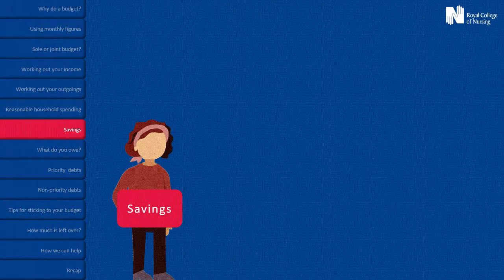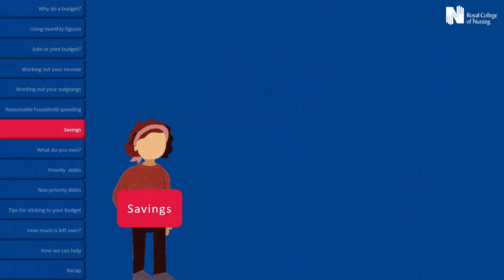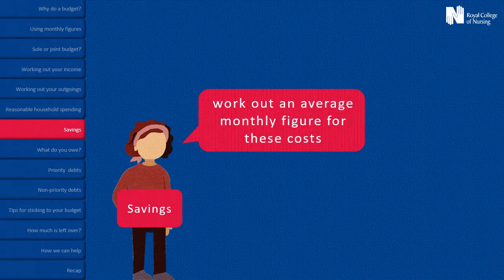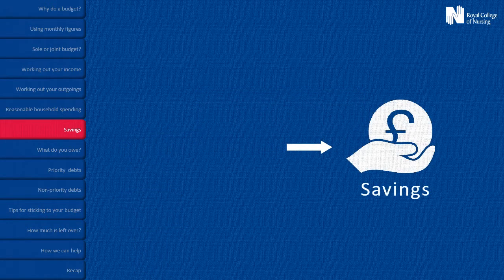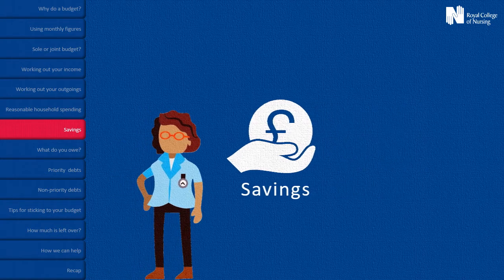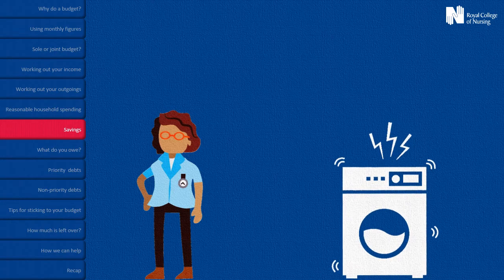Savings. Your budget asks you to list costs of things you have to pay for every now and then, like repairs or gifts. You need to work out an average monthly figure to allow for these costs. This will make it easier for you to stick to your budget. You can also include an amount for savings in your budget, and it's important to do this if you can. Saving even a small amount each month helps you to deal with unexpected expenses such as a broken washing machine or a lost mobile phone.